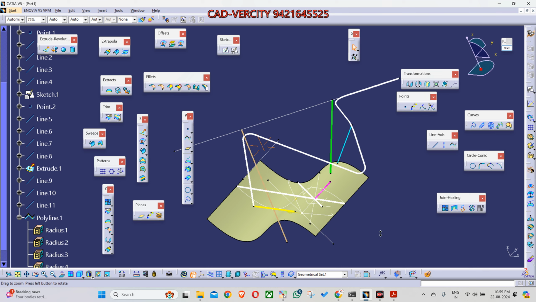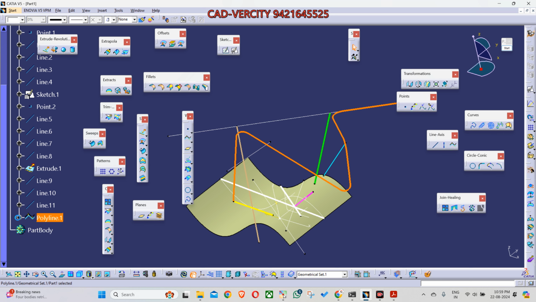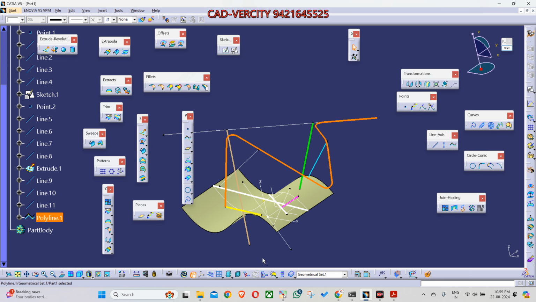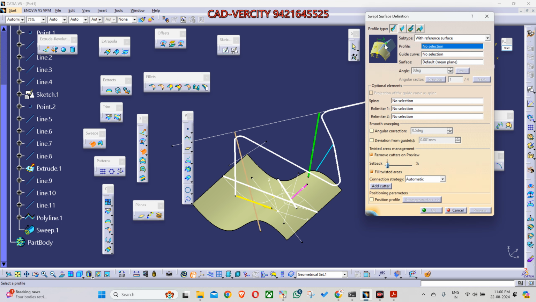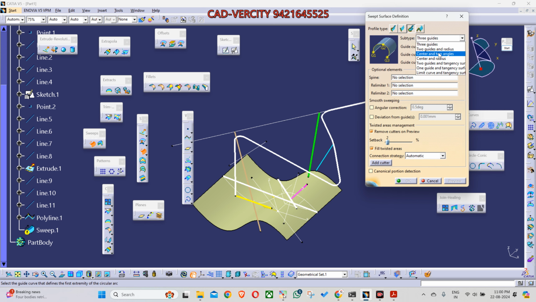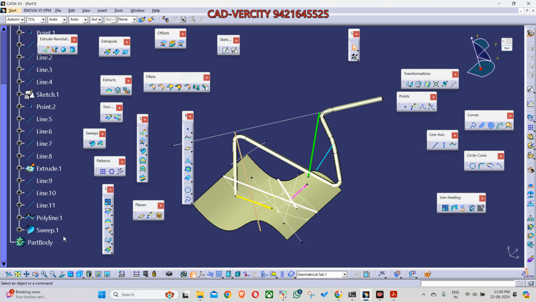Simple? Yes or no? Yes, sir. Can I use this polyline for the sweep command? Which command should I apply on this line? Yesterday we used that command. Sir, sweep. Sweep, circle, center and radius. Yes, sir. Sweep in circle, center and radius. Select the curve, give the radius, let's say 10 mm, enter. Got it? One pipe.